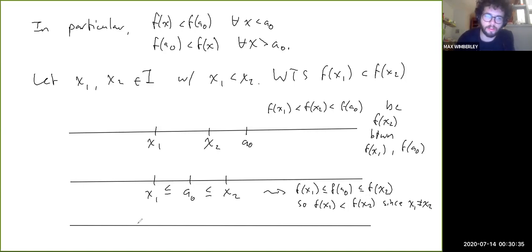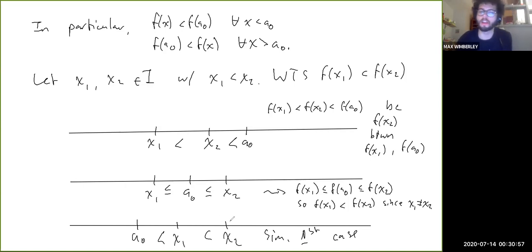And then the last case is, we have a naught, and then x1, and then x2, and this is strict inequality. This is similar to the first case. Basically x1 is in between a naught and x2. That means that f of x1 is in between f of a naught and f of x2. And we know that f of x2 is bigger than f of a naught. So that means that f of x1 has to be smaller than f of x2.